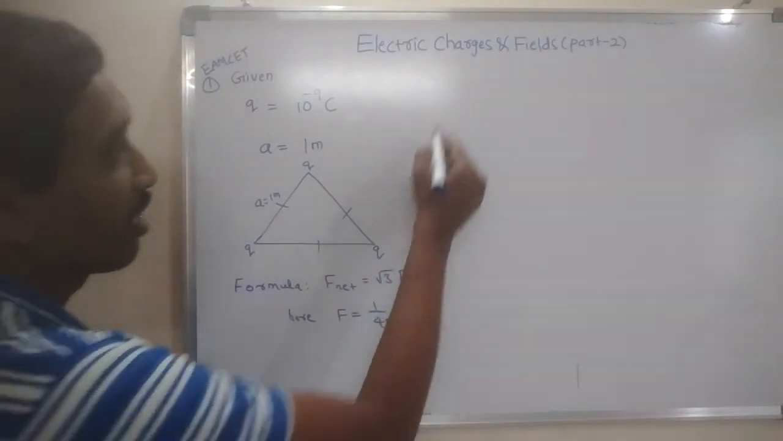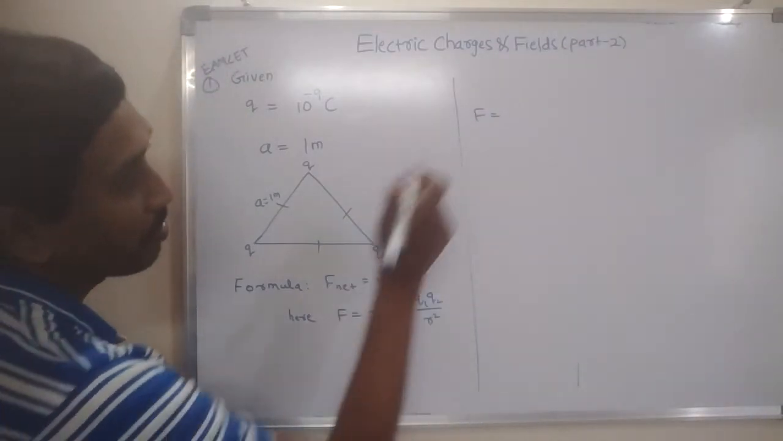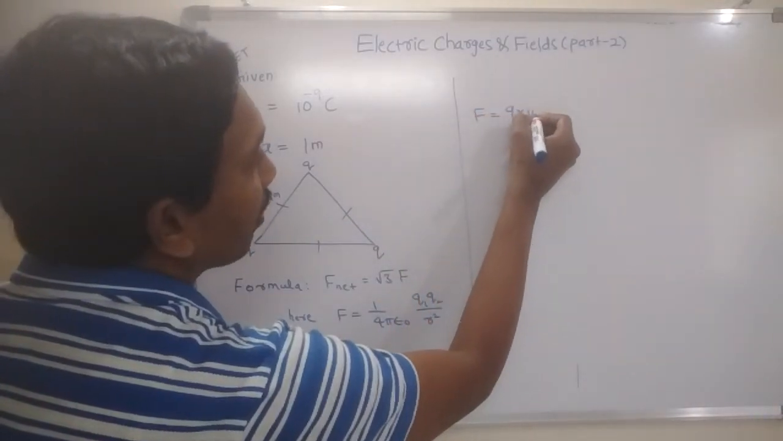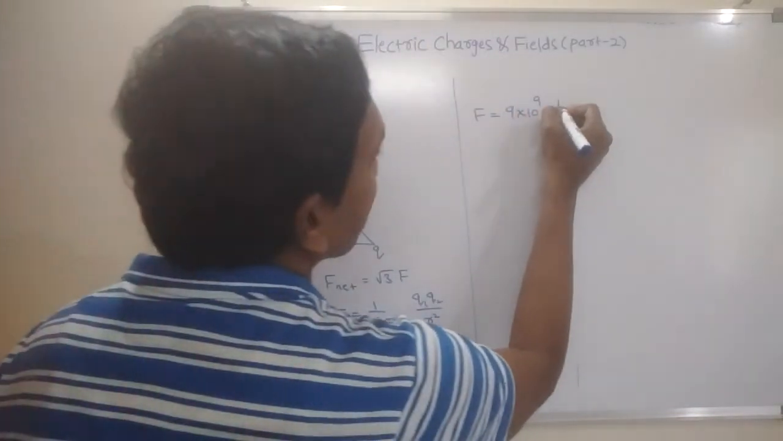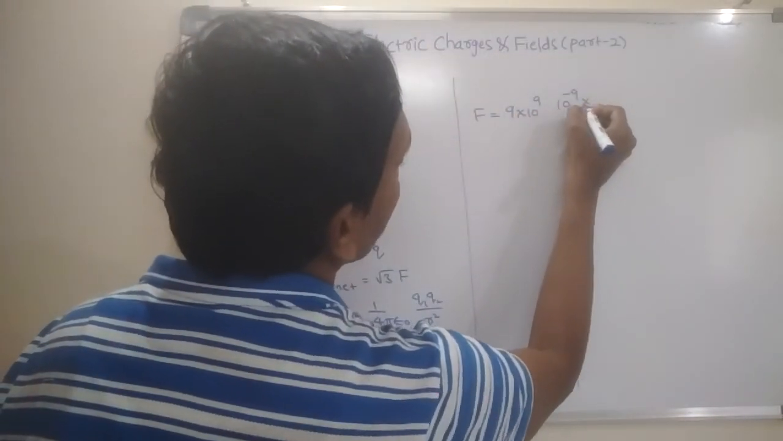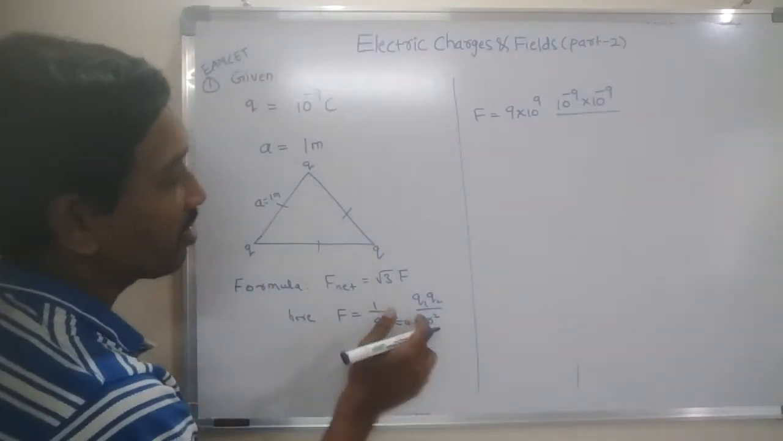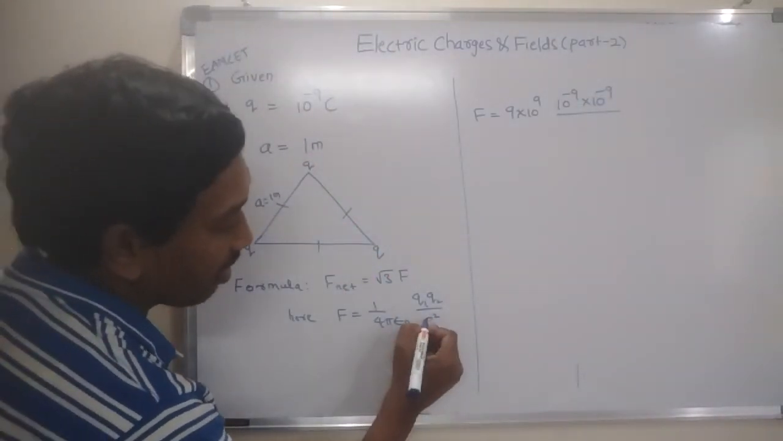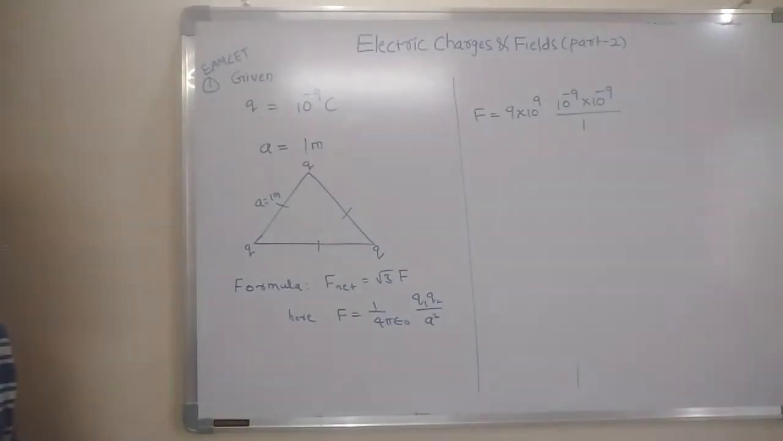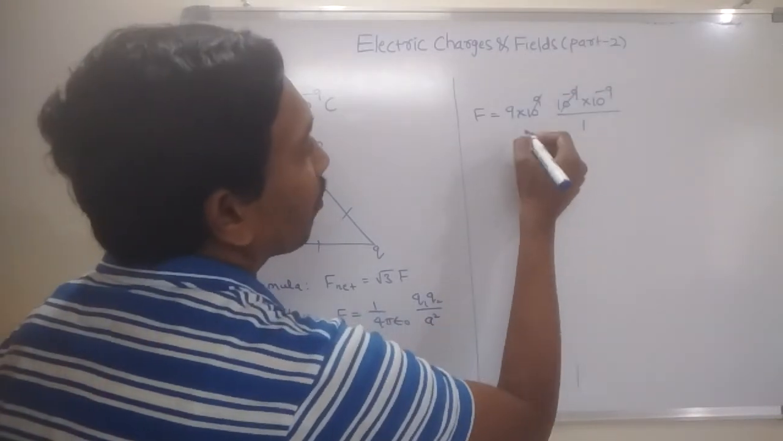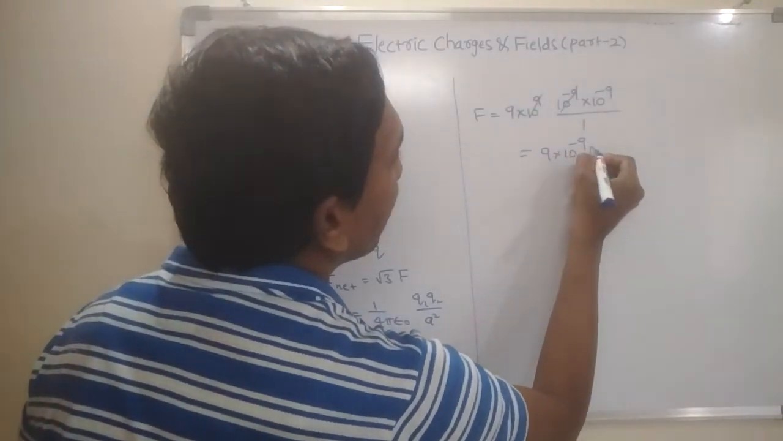Substitute all these values in the expression. First measure the F value. F equals 1 by 4 pi epsilon naught, a known value, that is 9 into 10 power 9, into Q1 equals 10 power minus 9, Q2 equals 10 power minus 9, and R is equal to a, the side length, which is 1 meter, so 1 square means 1. If you simplify, 10 power minus 9 plus 9 cancel. Then F is 9 into 10 power minus 9 newtons, which is the individual force.